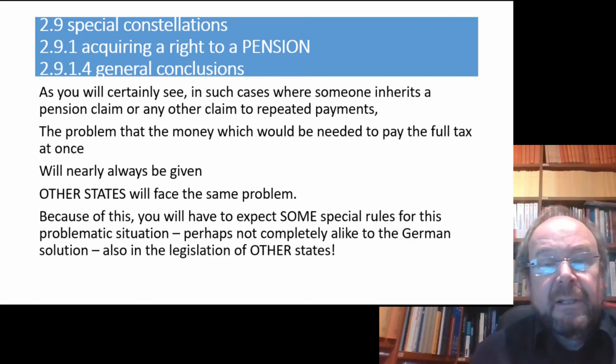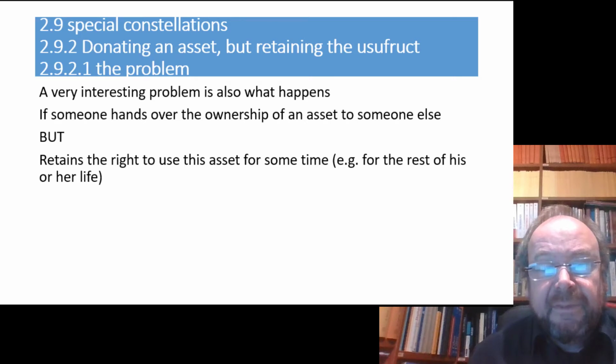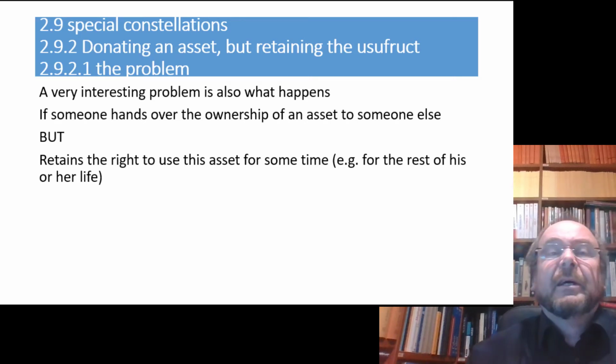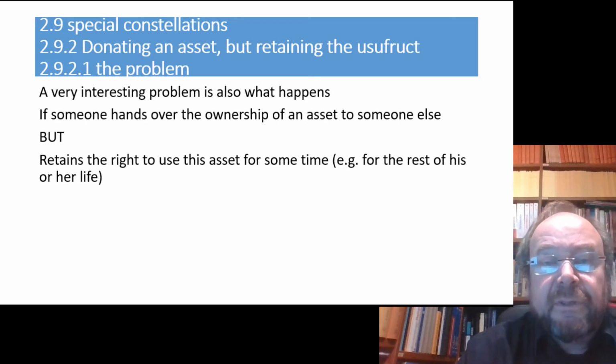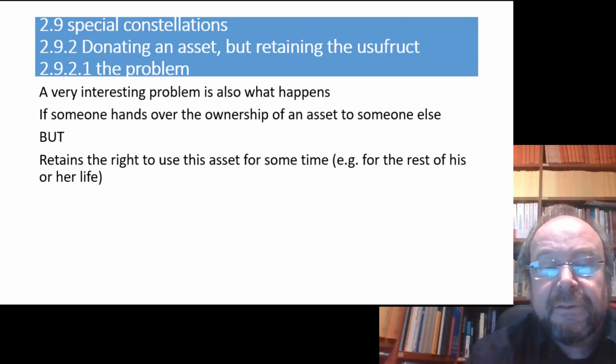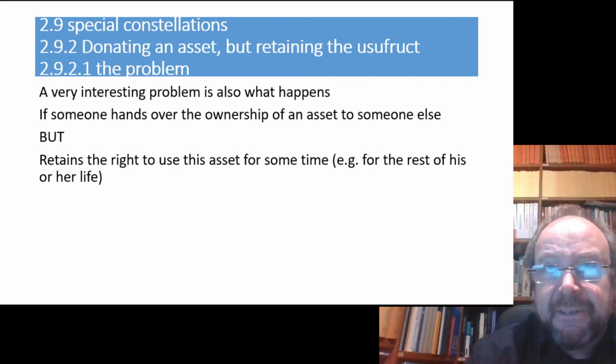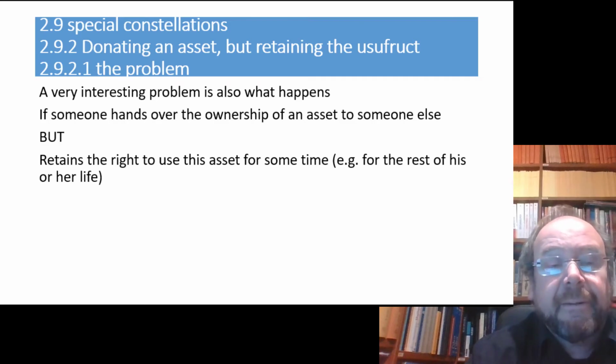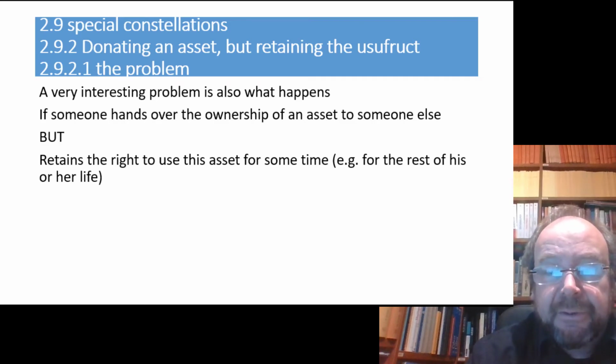Good. Now, there is another difficult thing, a completely new topic. What happens if somebody hands over an asset to you but says, I reserve the right to exclusively use that asset myself until I die? This is called usufruct, the right to use an asset for a limited period of time.